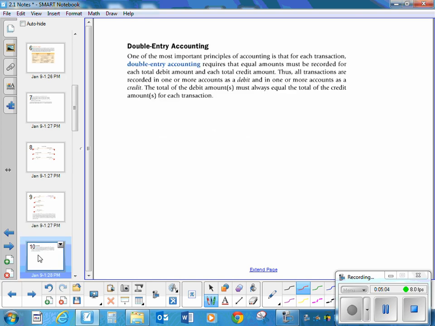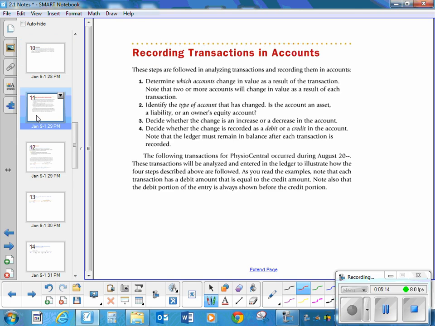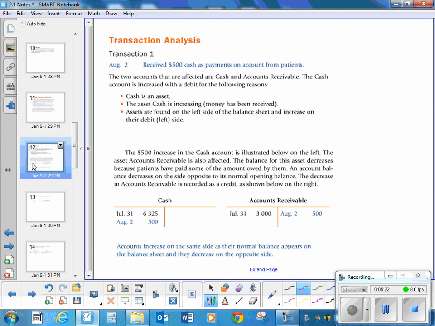Double entry accounting reminds us that for every transaction, there has to be at least 2 accounts involved, sometimes even 3. Okay, so now we're going to actually take our transactions that we did in our transaction analysis sheet and put them into T accounts. And it's going to look like this.